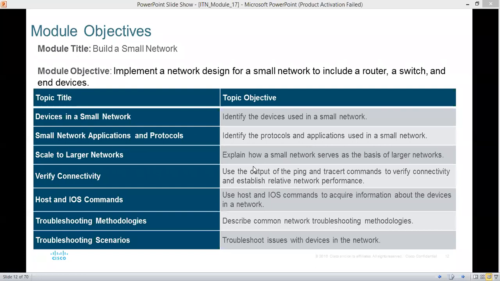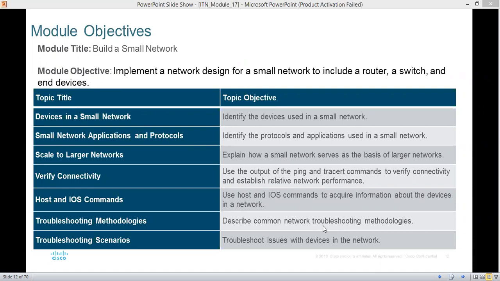So there are scenarios that. I'm not seeing your slide again. Oh, you're not seeing my slide? The PowerPoint here. Okay. Oh, sorry about that. We're actually on module 17, and we're looking at build a small network. Let me go back again. It's okay. Yeah, okay, thank you.